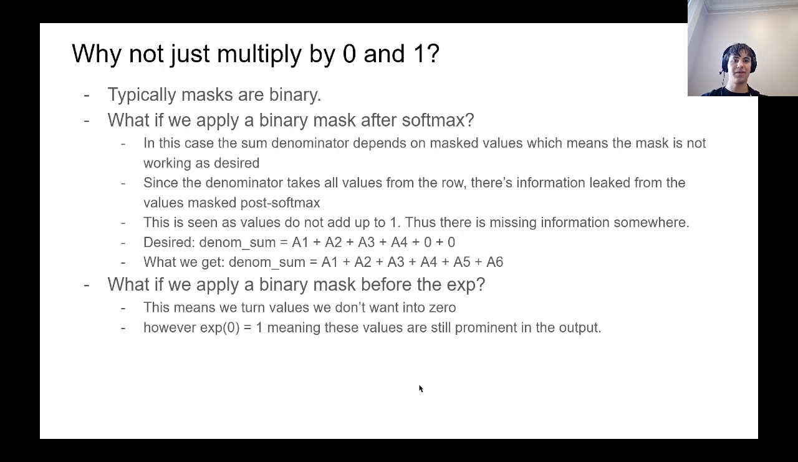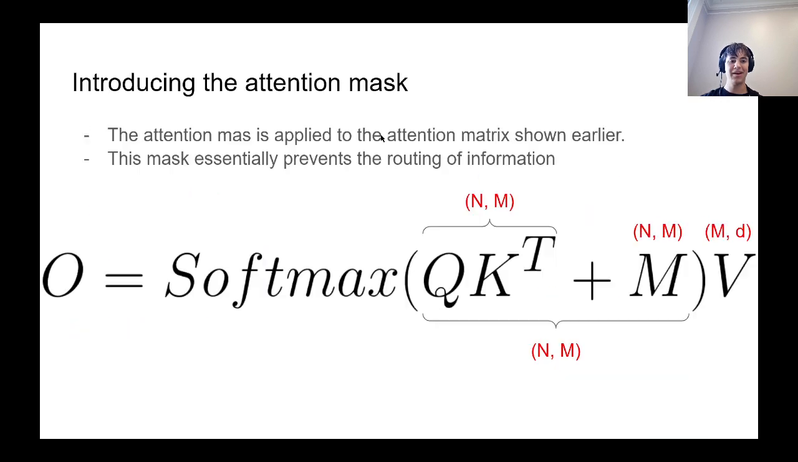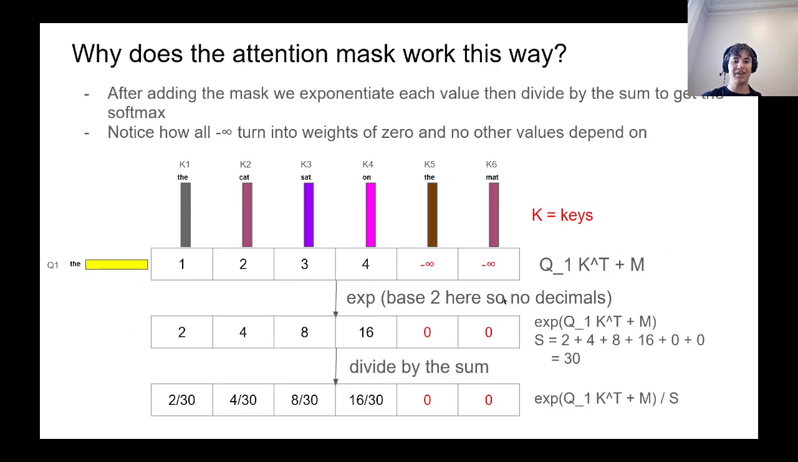So why not just multiply by 0 and 1? We will actually do this later with linear attention. But the reason you're going to do that is because you have this exponential on the inner product. So what if we apply a binary mask after softmax? What if we did qk transpose softmax and then we multiplied by m? This matrix here is n by n. Why not just multiply by a binary mask after?